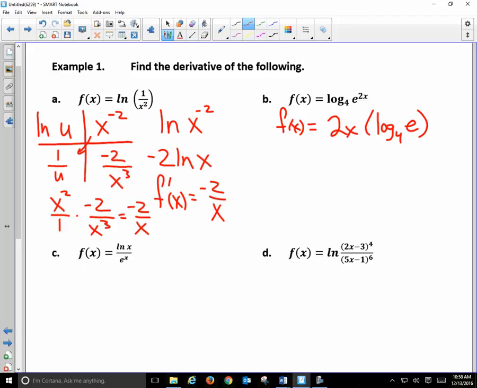If I said, what is the derivative of 2x, what would you say? You would say 2. If I said, what is the derivative of 2x times pi, what would the derivative be? 2 pi, right? That pi is just a constant, and it would just come along for the ride. Log base 4 of e is just some number. How would we find it? Well, we take the log of e and divide by the log of 4 and see what we get. So this is just a number. So we get f prime of x is equal to 2 log base 4 of e.